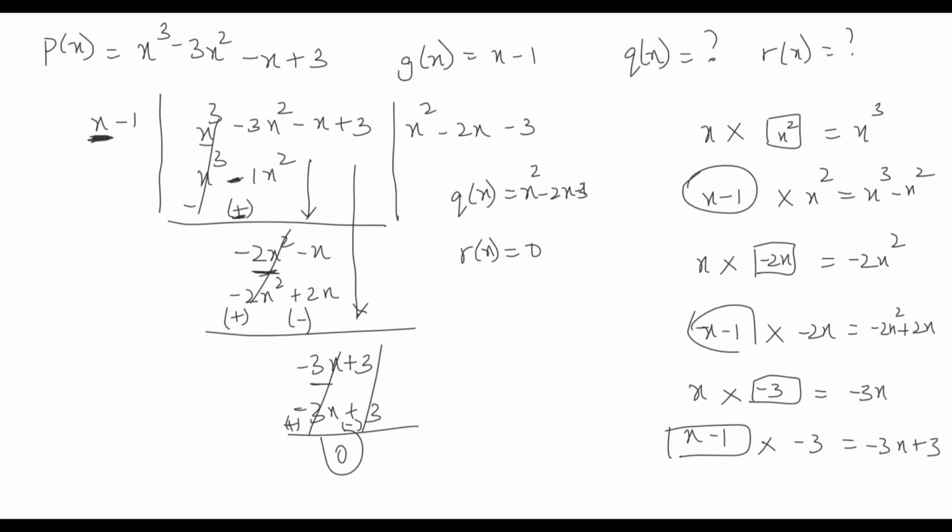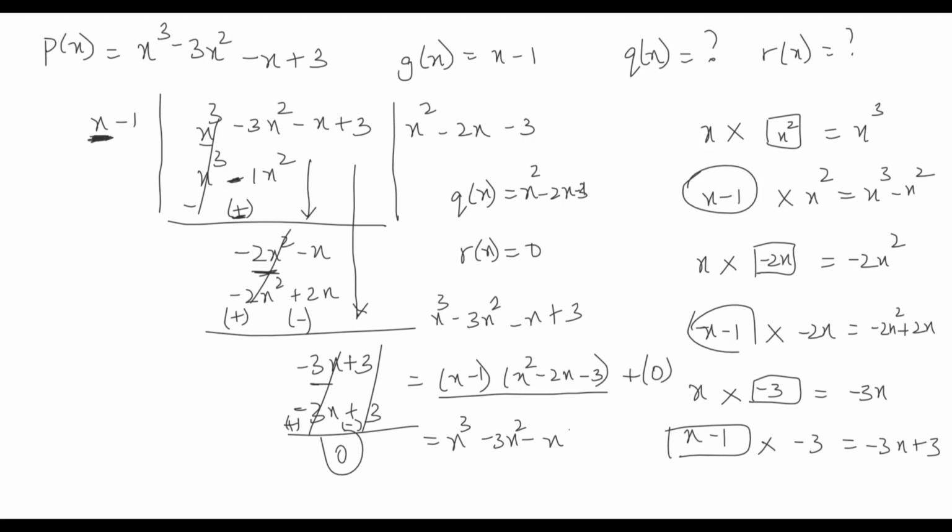What does the division algorithm say? The dividend, that is p of x, x cube minus 3x square minus x plus 3, is equal to x minus 1, the divisor g of x, into q of x, x square minus 2x minus 3, plus r of x, which is 0. Now on solving this, we will get x cube minus 3x square minus x plus 3.